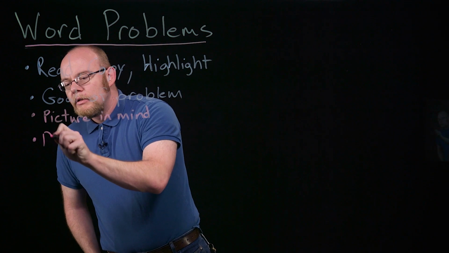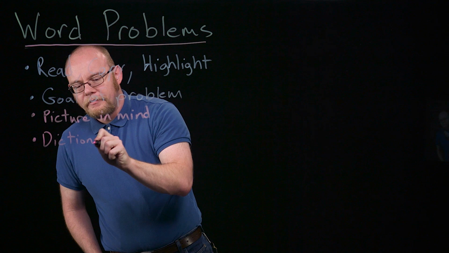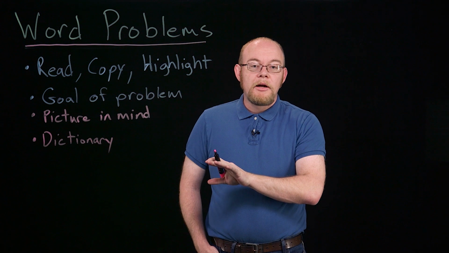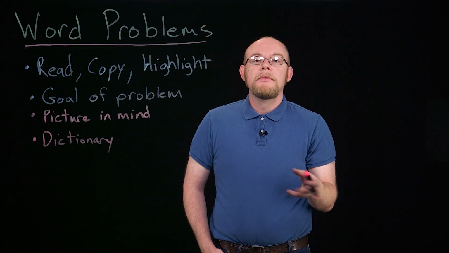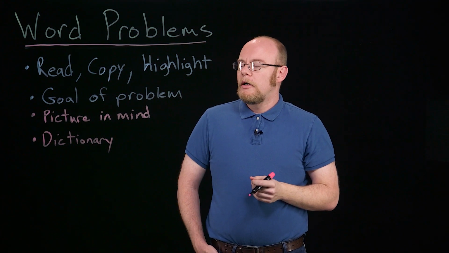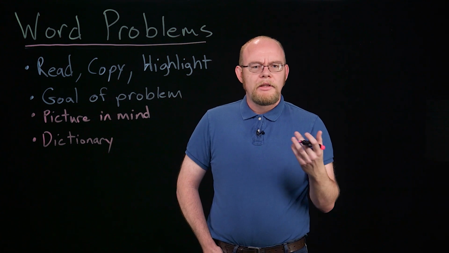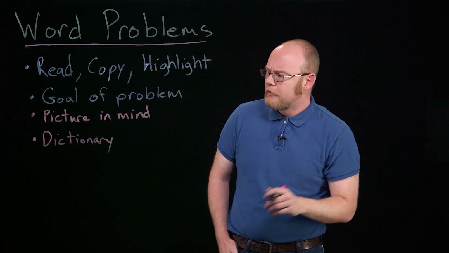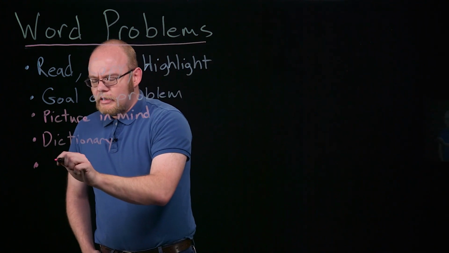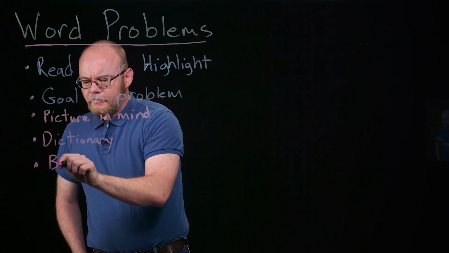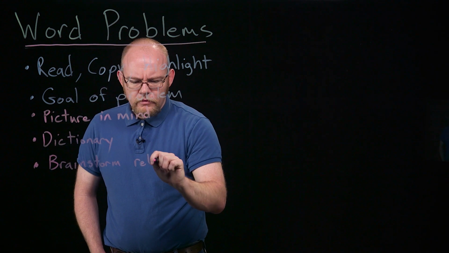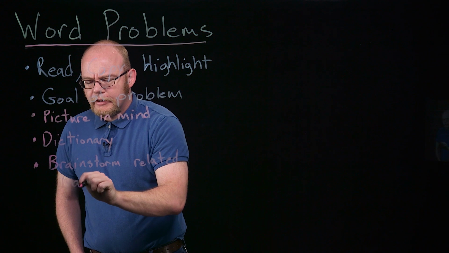Once you've pictured it, it's always good to build what I call a dictionary. The idea of a dictionary is that you translate from practical things about the problem to mathematical things about the problem. So if you have variables, it's good to label the variables with their meaning. It's also good to write down key things that you need to know and understand. And once you've gotten everything translated into something mathematical, what you want to do is brainstorm related mathematical concepts.